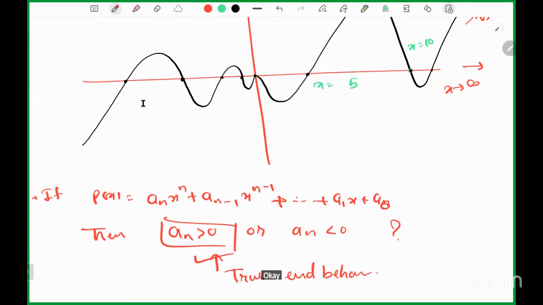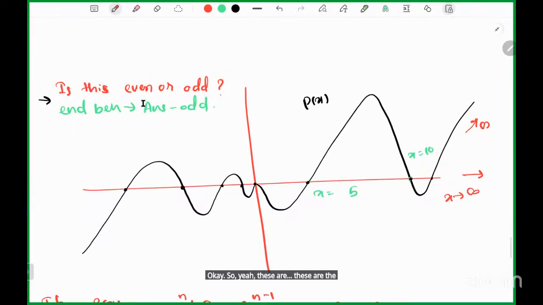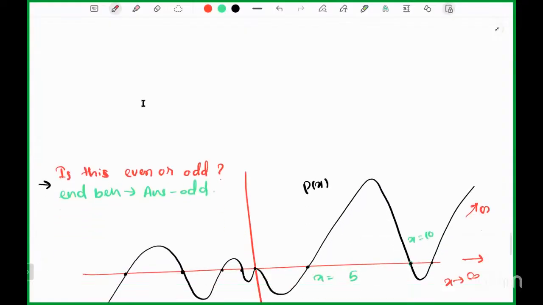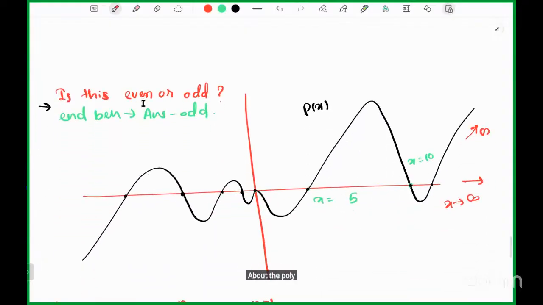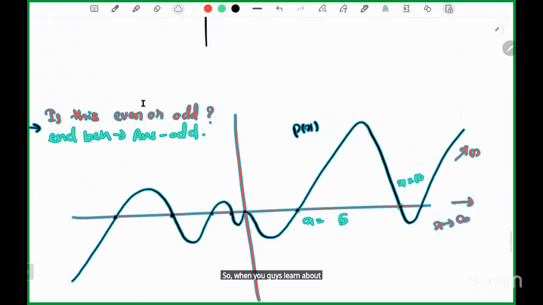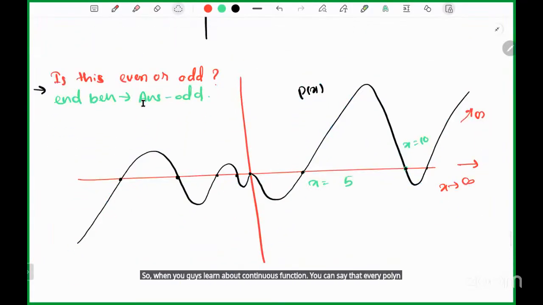So these are the types of questions you should be able to figure out. Looking at the graph, you can tell what the minimum degree will be, whether it's an even degree polynomial or odd degree polynomial, and all those things. About polynomials, we have so many interesting things. When you learn about continuous functions, you can say that every polynomial is a continuous function because they are nice functions. We know all things about them. Other things we can figure out as we move ahead in our course.